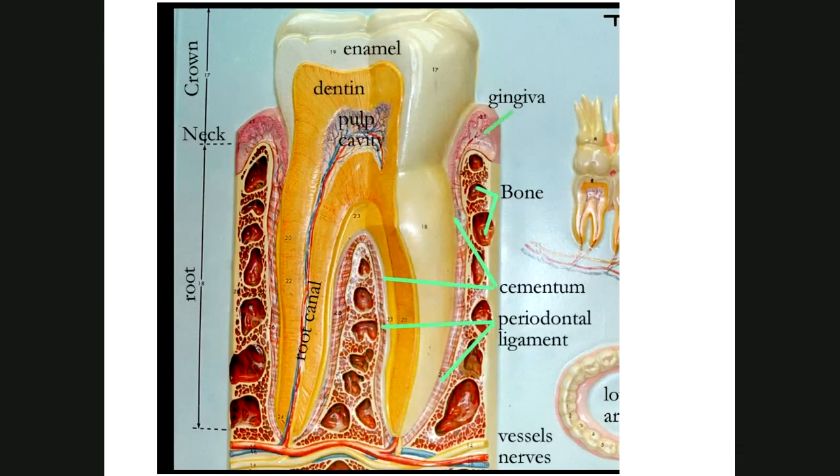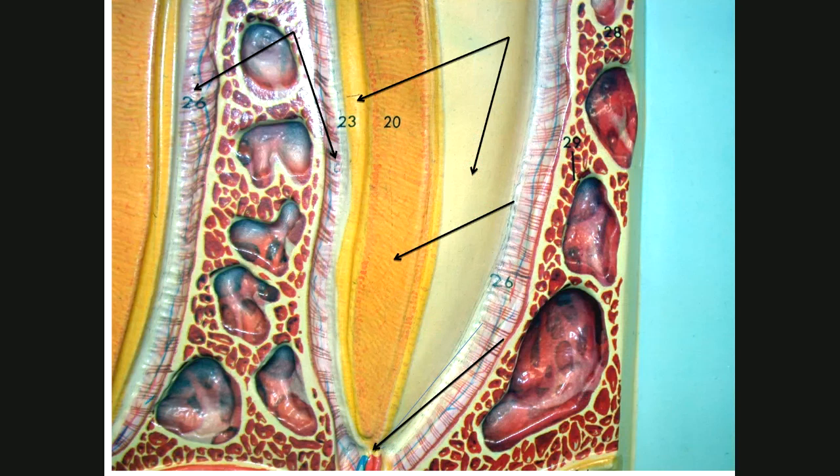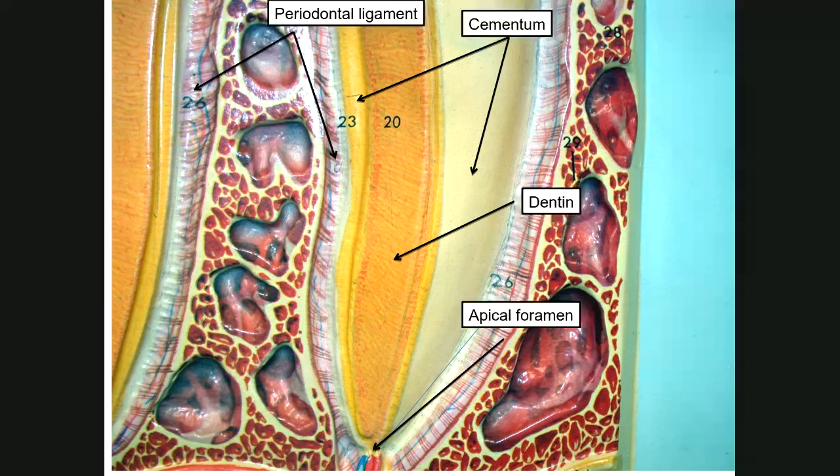We also have gums around our teeth. That's called gingiva. There's that apical foramen where the blood vessels enter and go through the root canal. And then here you can see this periodontal ligament. Again, that's what holds it in place. It's fibers. It's just like a ligament. And it attaches this cementum to the bone.